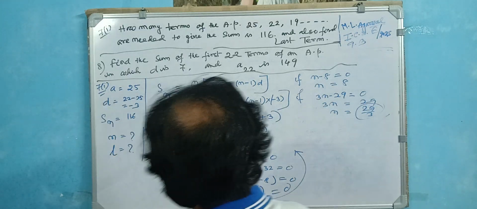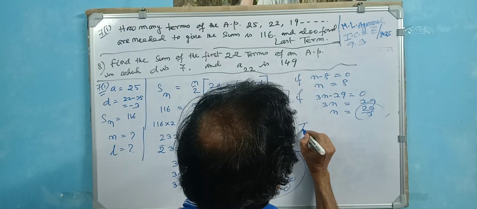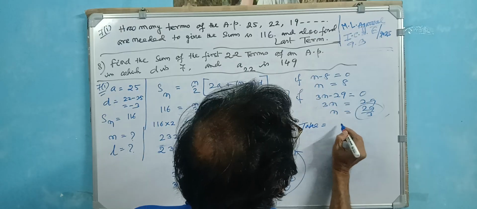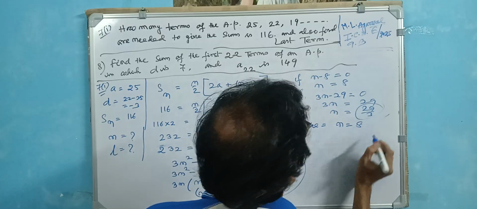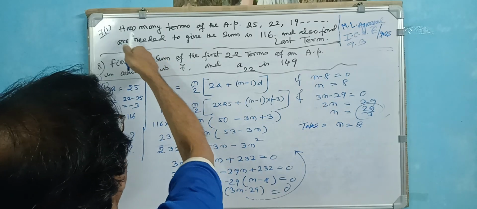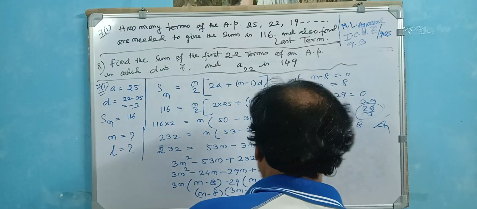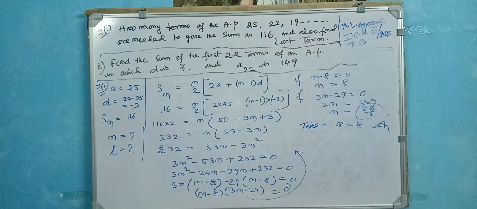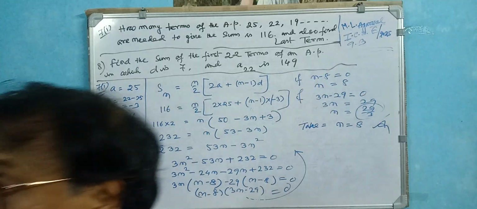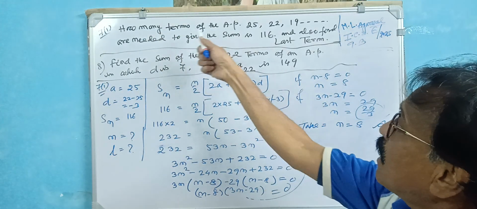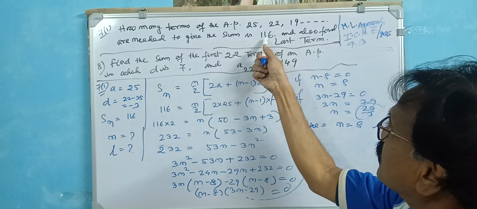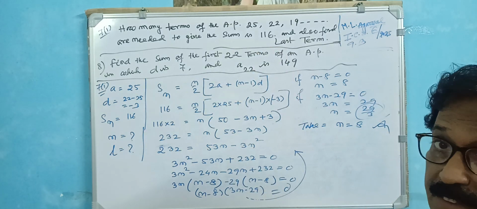The number of terms is not a fraction. So you take n is 8. How many terms? This is the answer: 8 terms. How many terms of the AP are needed to get this sum? The 8 terms are needed.